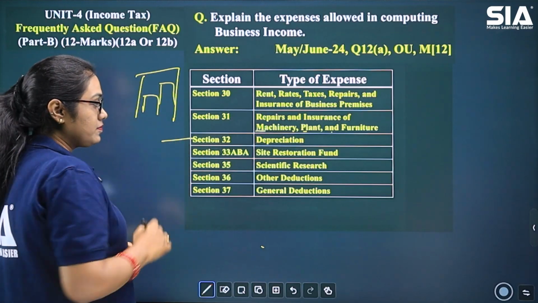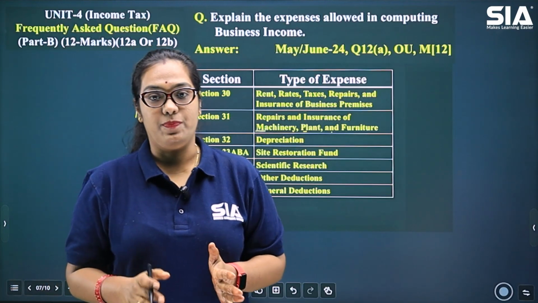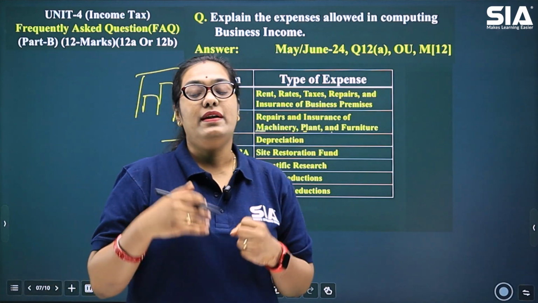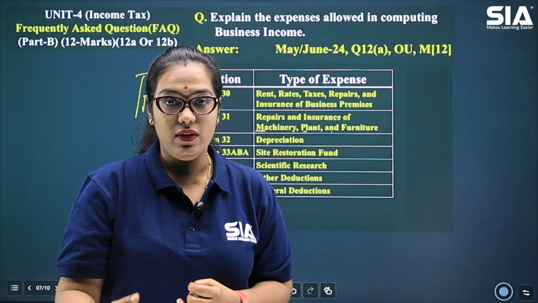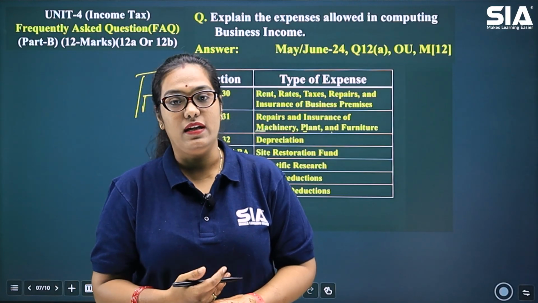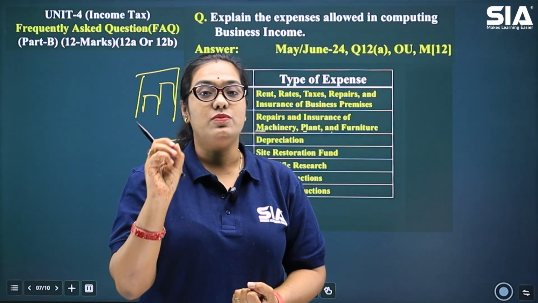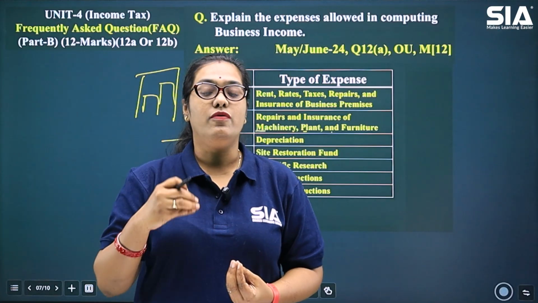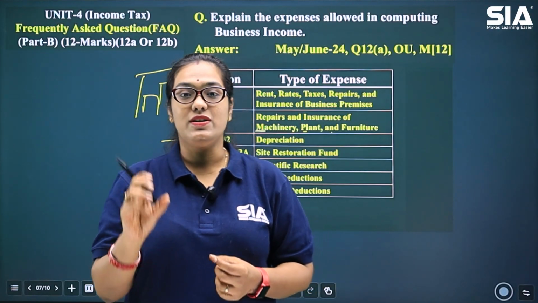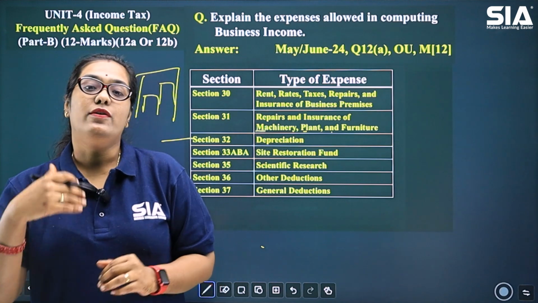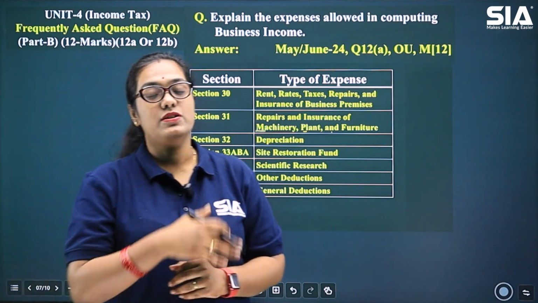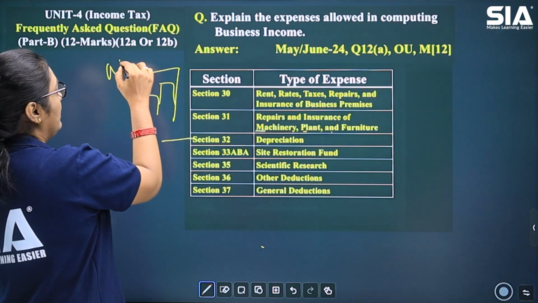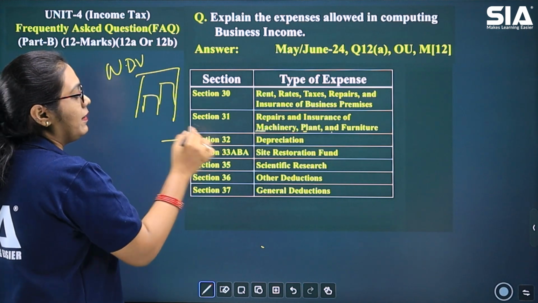Section 32 is about depreciation. When we are talking about depreciation, it is about all the capital assets that the business has bought. For that, there are some expenses that are allowed. That expense is depreciation, which is an allowable expense. That is, we can deduct the amount of depreciation as an expense. How do we calculate this depreciation? This depreciation is calculated through the written down value method. We follow the written down value method for depreciation.